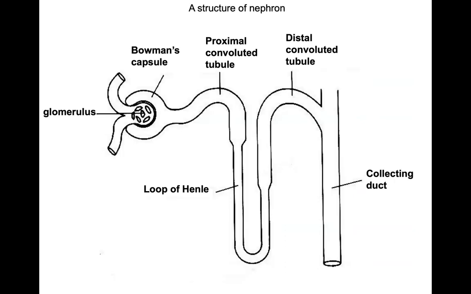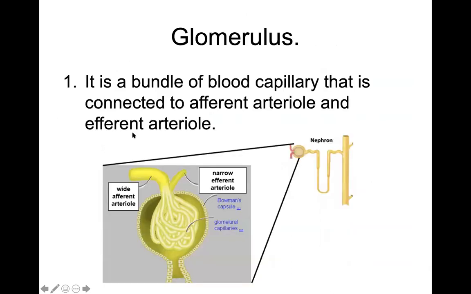Okay, so now we go for glomerulus first. Basically, you have to know that the glomerulus is a bundle of blood capillaries that is connected to the afferent arteriole and efferent arteriole. This is one unit of nephron, and if we make it bigger, we can see this kind of picture. This is the glomerulus, and it is connected by the afferent arteriole and efferent arteriole.